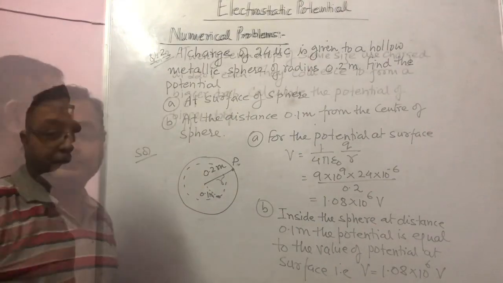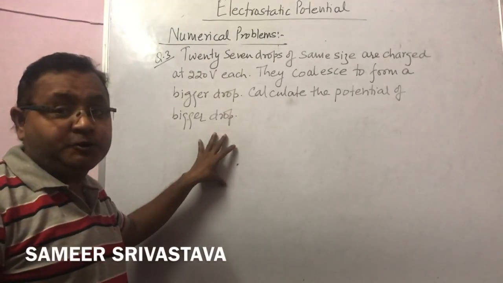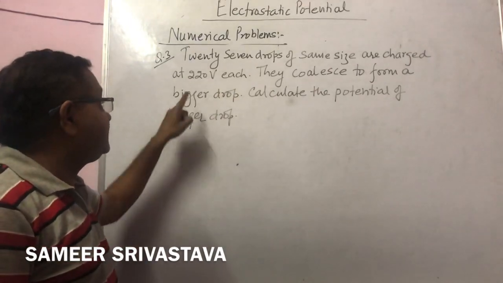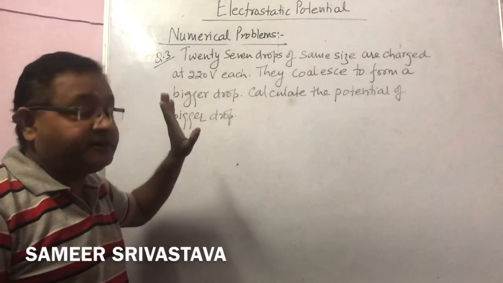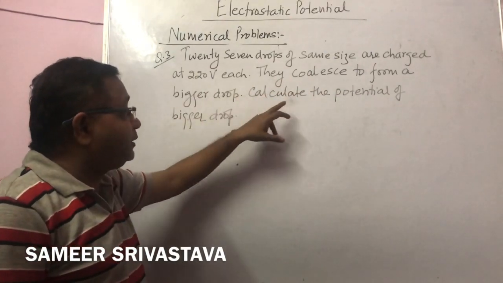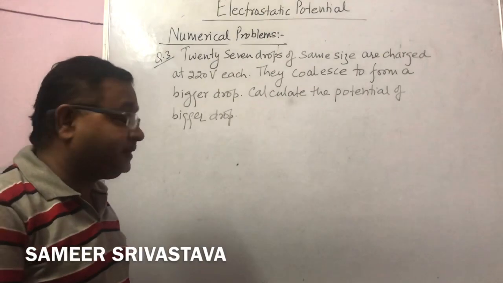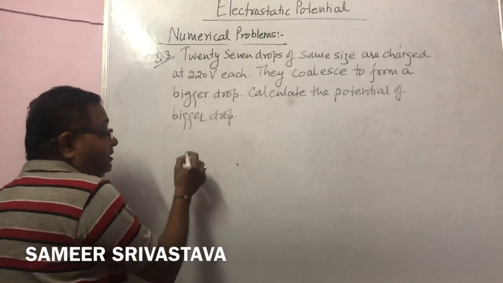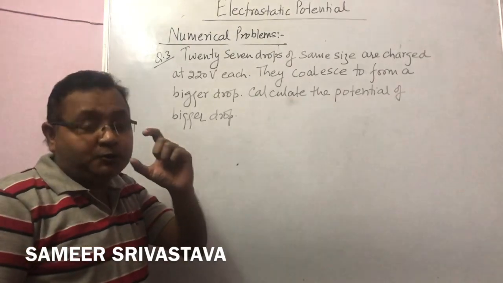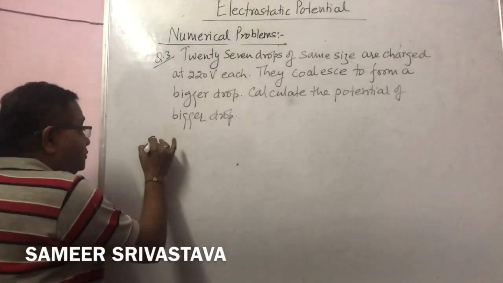Okay. Now the third question, a very interesting question, is this. 27 drops of the same size are charged at 220 volt each. They coalesce to form a bigger drop. Calculate the potential of the bigger drop. In this question, the small drops are given as 27 and they collapse to make a bigger drop. Okay. Now, how to solve this problem?